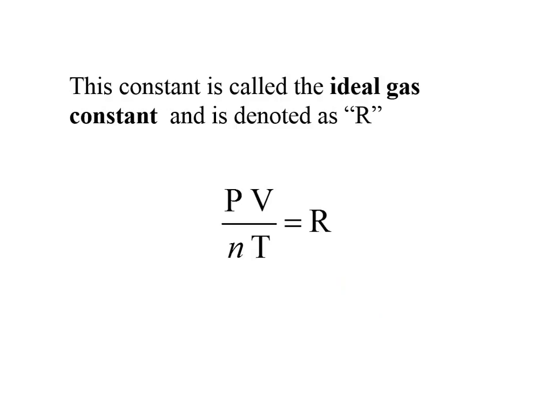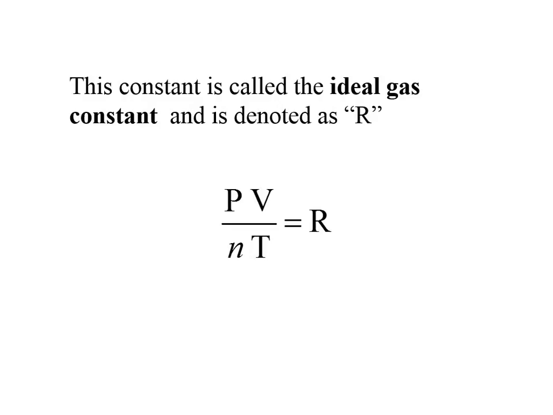PV over NT is equal to some constant R. Now this is the ideal gas law. So constant. You just showed us the proof. Yeah, I just showed you the proof of that, exactly. Yep, so R, the pirate's favorite constant. We've got some friends that really like pirates.